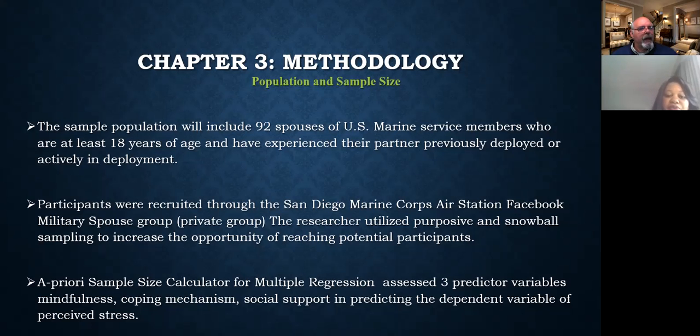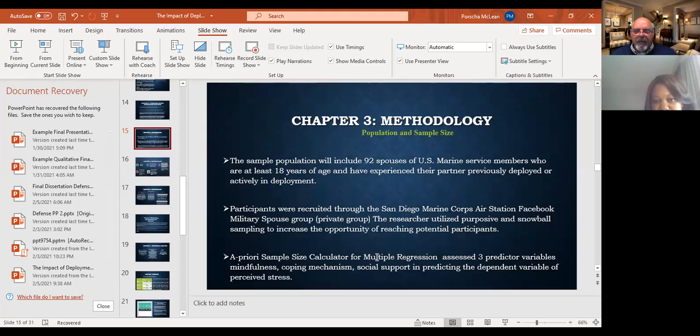Alrighty. So the multiple regression assessed 3 predictor variables: mindfulness, coping mechanisms, and social support, predicting the dependent variable, perceived stress. Should that be worded a little bit differently? Read it to me again. The a priori sample size calculator for multiple regression assessed 3 predictor variables and perceived stress. I feel like I'm saying predicting too much.